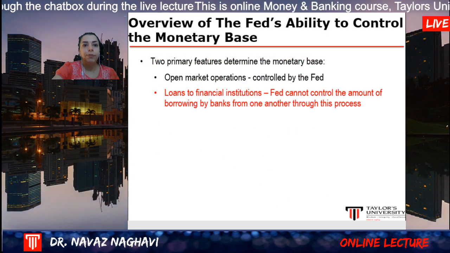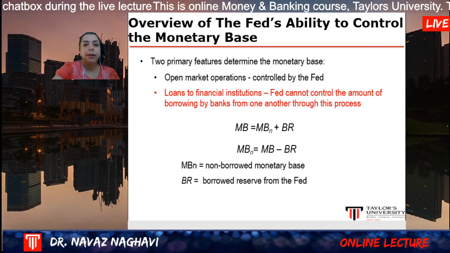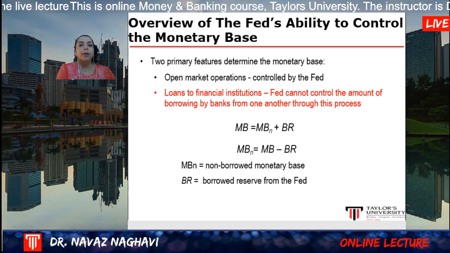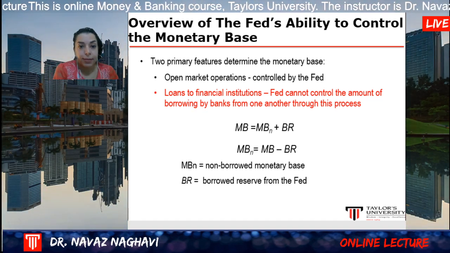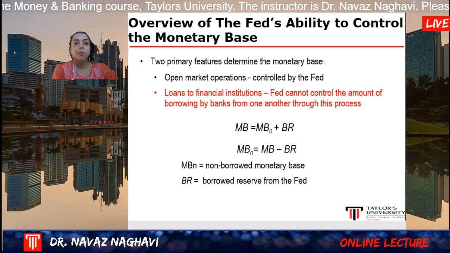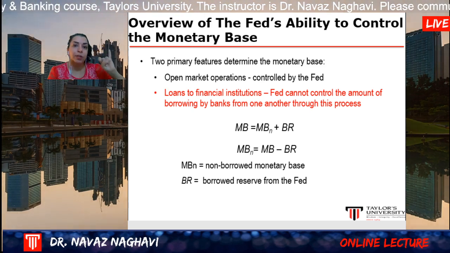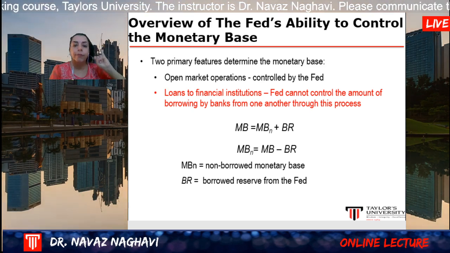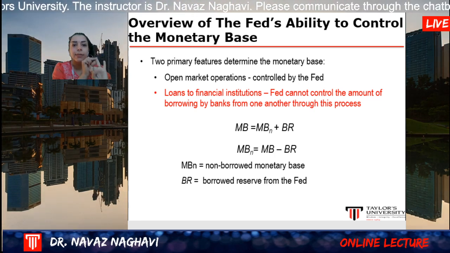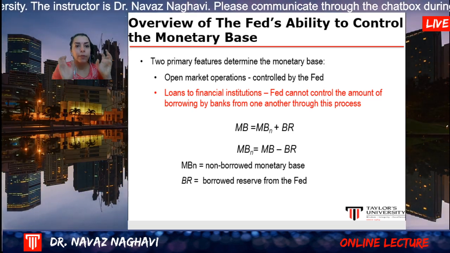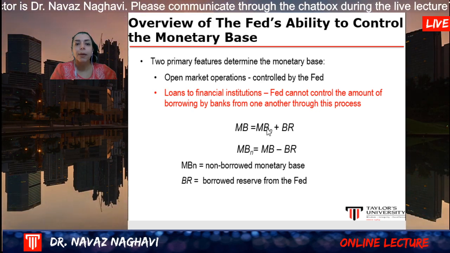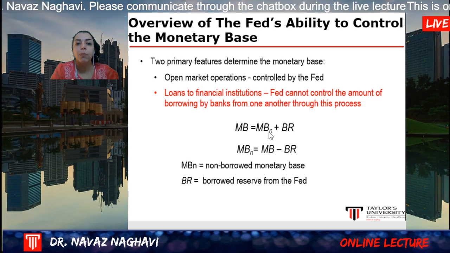Now the overview. I want to summarize whatever we have discussed till now. We want to discuss the monetary base, right? We wanted to know how the monetary base can change, for example, increase. The first one was open market operation. It is fully in control of the Fed. Whenever the Fed wants, they can sell securities or buy securities. That's why it is fully in control of the Fed. And that's what we call the monetary base N. N means non-borrowed.